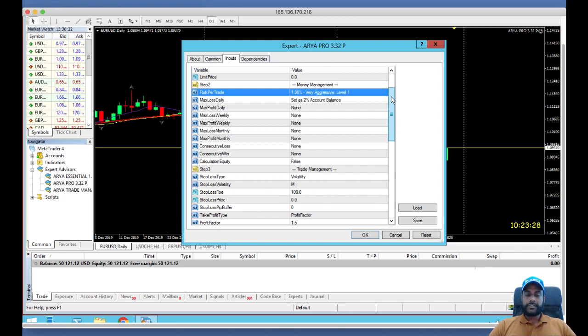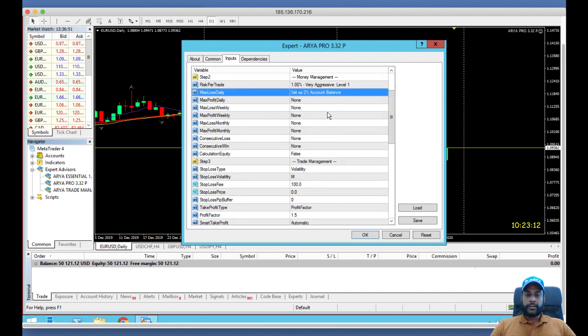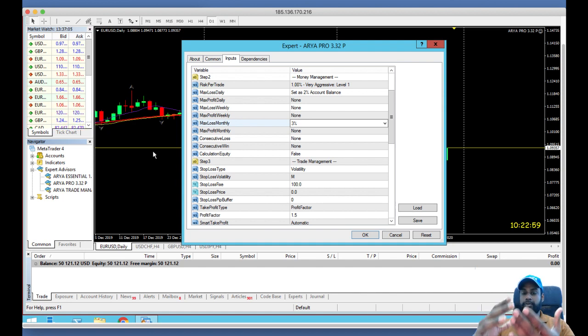I'm trading this with 50,000, 1% it's 500 bucks. The maximum loss daily, so basically I cannot lose more than 2% of my balance on that trade, because this is a default parameter that you can change. But I can put a maximum profit daily, maximum loss weekly, monthly, etc. I will just put a maximum loss monthly, and I will put it at, for example, 3. If I lose 3% in a month, I want Arya to stop trading, and I don't want any trade.